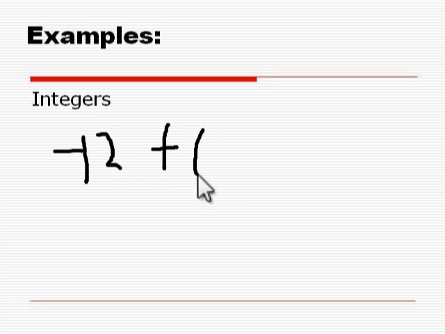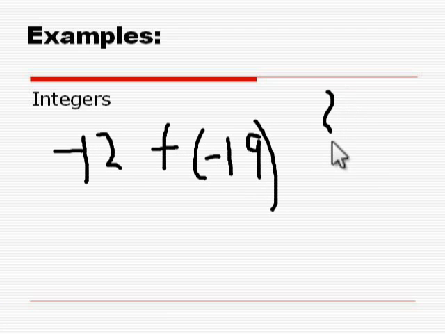Okay, so let's do another example. Let's do negative 12 plus negative 19. Okay, so again, we ask ourselves the question, are they the same or are they different? They're the same.